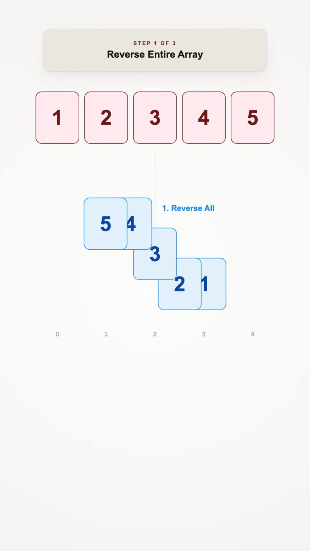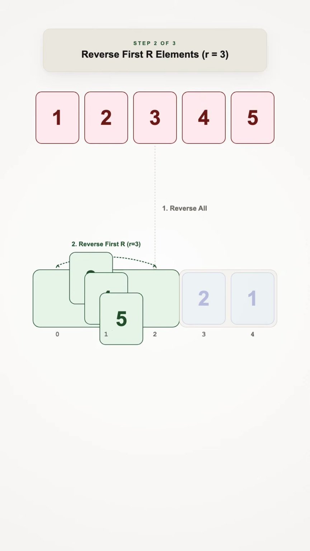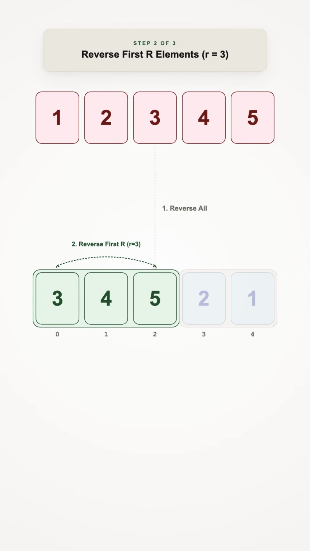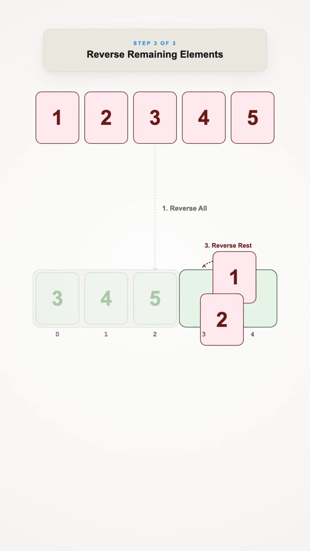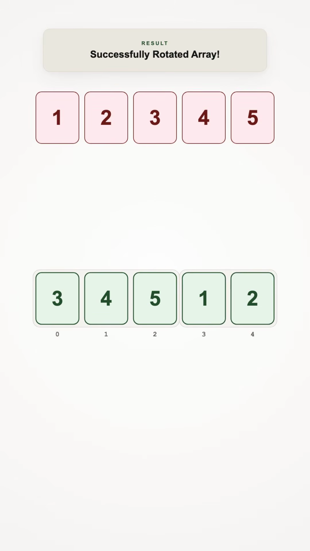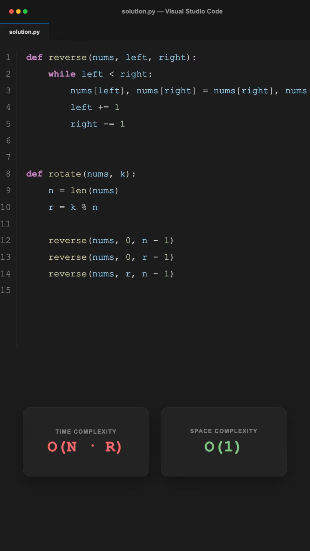First, reverse the entire array. Next, reverse the first r elements, in this case the first 3. Finally, reverse everything after that. And that gives us exactly the rotated array we wanted. And here is the code for this optimized approach. The time complexity drops to O of n, while the space complexity remains O of 1.